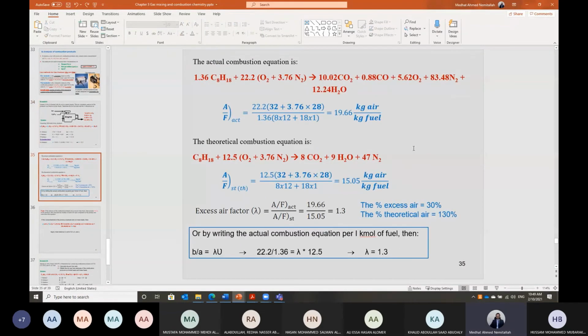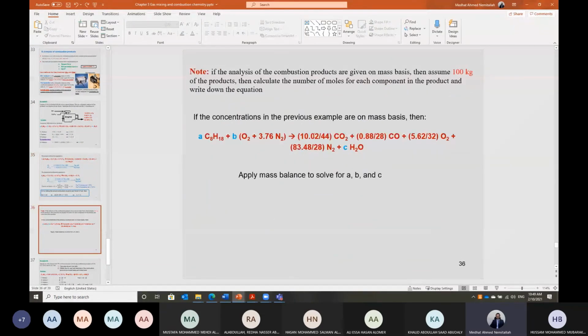But when I write down the combustion equation, I need the number of moles. I don't need the mass. So in this case, for each element in the product, I will divide the mass of this element by the molecular weight. Then I can get the number of moles. The same for CO, for O2, and for N2. And for H2O, Shabab, there is no need to divide by 18. This is a constant, so we just say we have a constant of H2O.